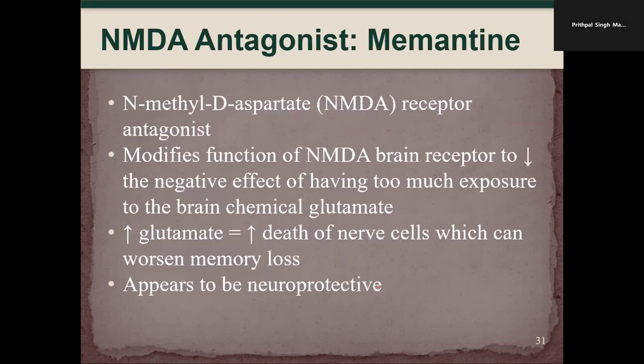Then we have the NMDA antagonist, that is memantine. Memantine is another drug that is an antagonist. NMDA is a receptor, and memantine blocks the receptor, so as to decrease the negative effect of too much glutamate, which causes excitotoxicity and damages the cells.